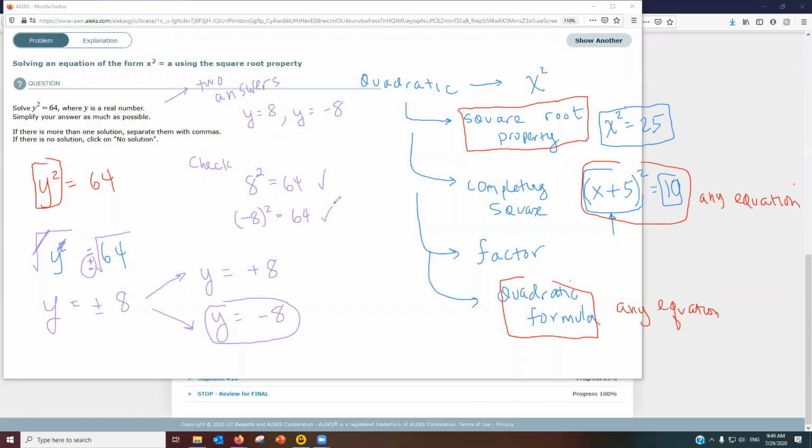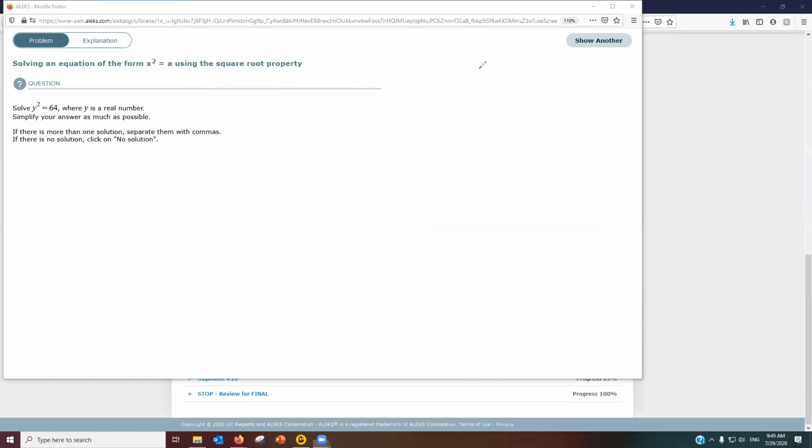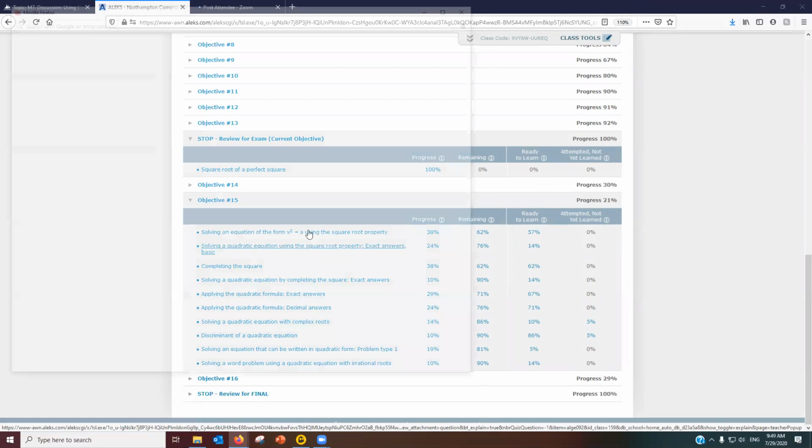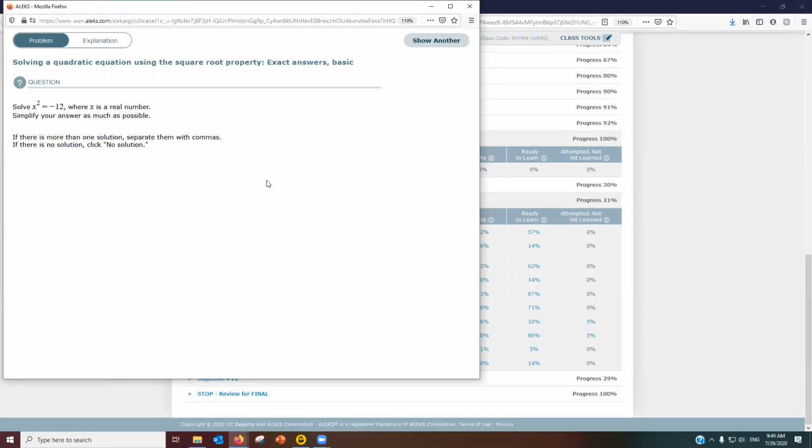One important thing to remember is that anytime you take the square root of both sides, like in this example, you have to remember to put a plus or minus sign in front of the square root symbol. Okay, let's do another example, maybe similar to this. This one is asking us to solve x squared equals negative 12.